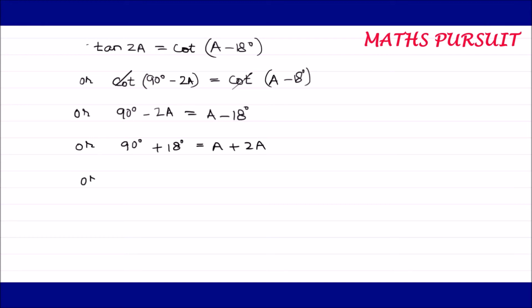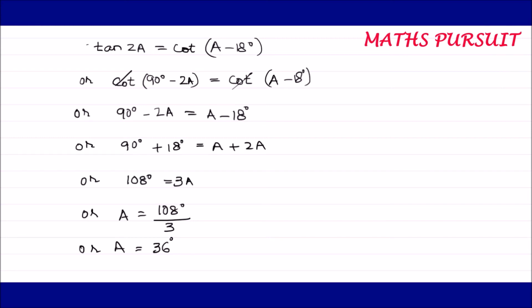Or I can write 90 plus 18 is nothing but 108. 108 degrees is equal to 3a. Or I can write a is equal to 108 degrees upon 3. Three 3s are 9, three 6s are 18. A is equal to 36 degrees. This is what I got, the value of a is 36 degrees.